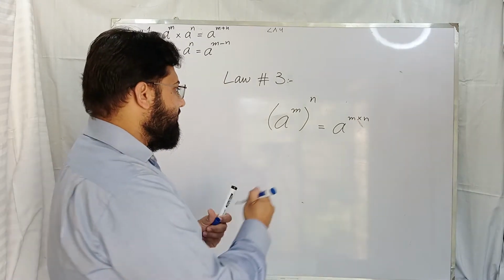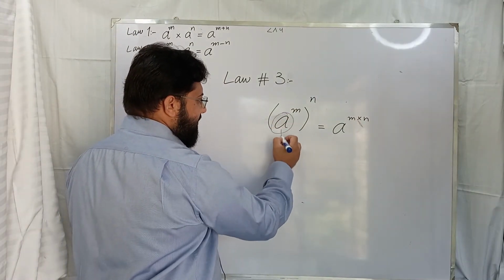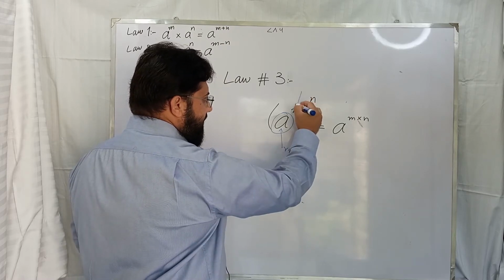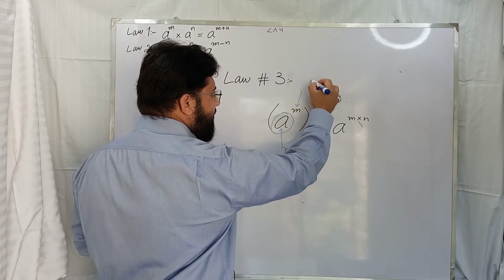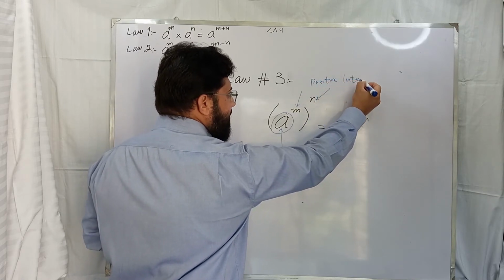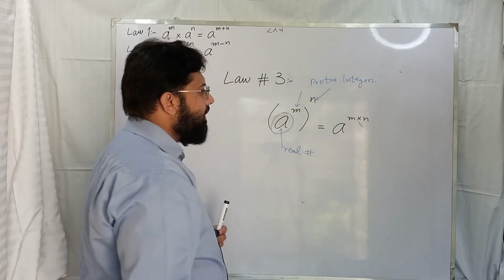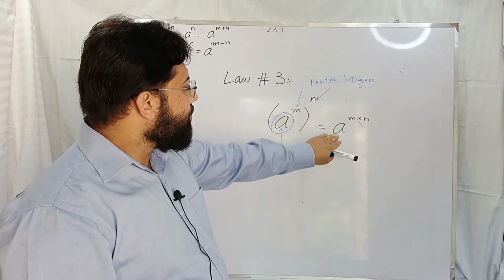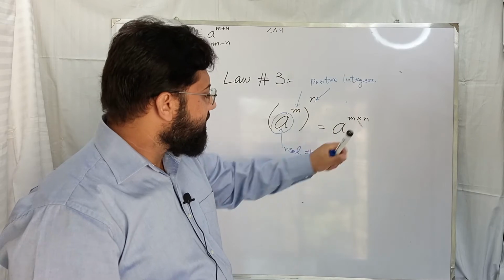And again, a is any real number, while m and n both are positive integers. Got my point? a to the power m to the power n. So there is a power in a power. If there is a power in a power, these are going to multiply.